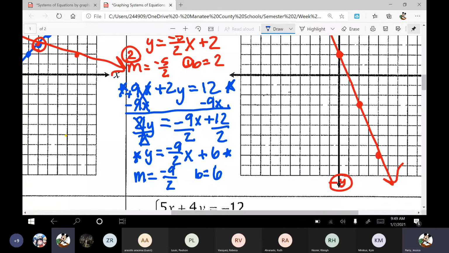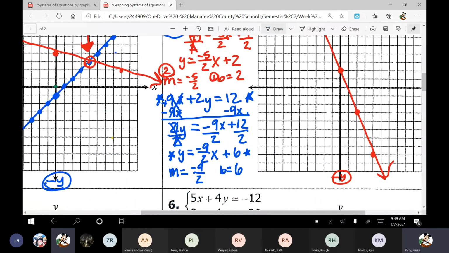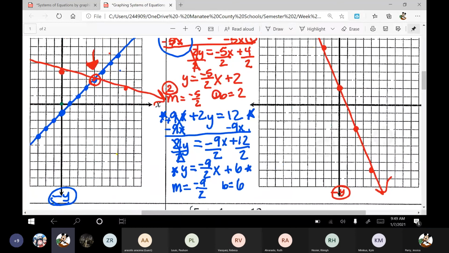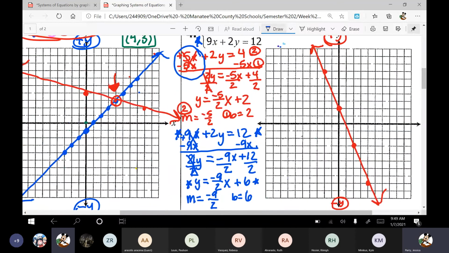Now we can start graphing. Let me zoom back out. First, plotting the y-intercept of +6, 1, 2, 3, 4, 5, 6. Then using our slope from this dot, it's -9 over 2. So I'm going to go down 9, 1, 2, 3, 4, 5, 6, 7, 8, 9. And then to the right, 2, 1, 2. You can see there's my dot. They're intersecting here. So I'm just going to circle it so it jumps out to me.